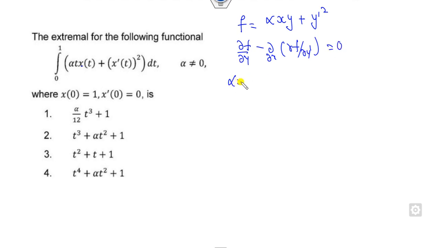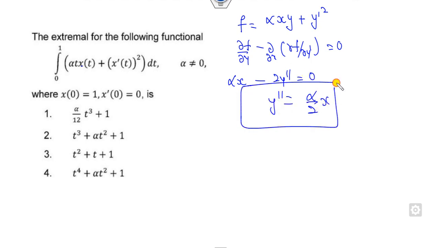So what is that? It is alpha x. This is my 2y dash. Now again, y double dash. So y double dash is my alpha by 2x. Okay, in terms of this, it will be alpha by 2t of this. Now you can take the second derivative, which will give you alpha by 2.